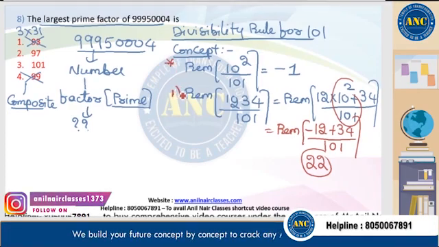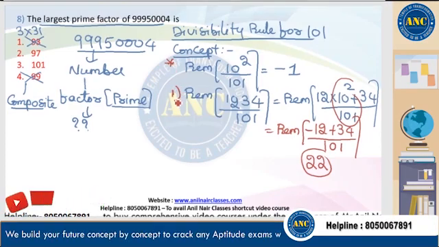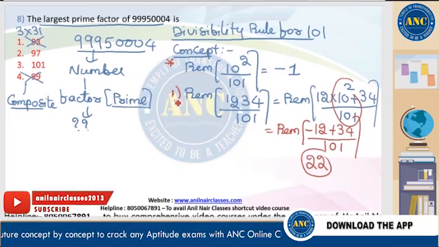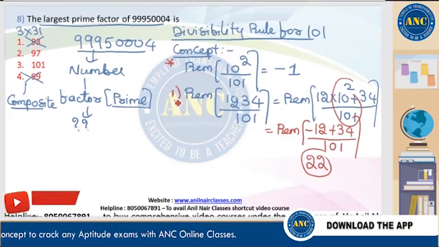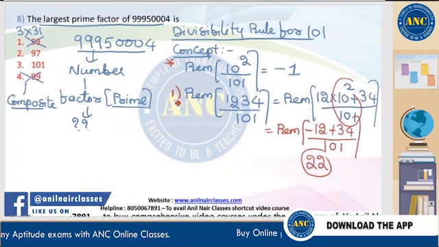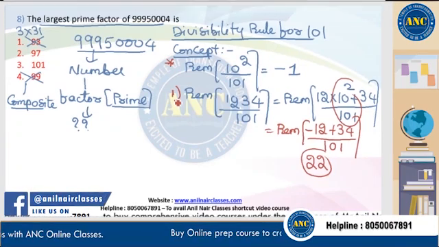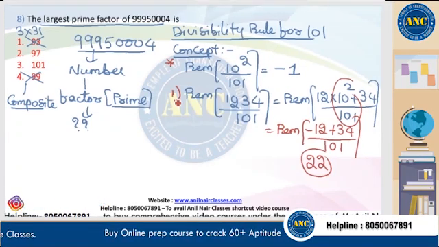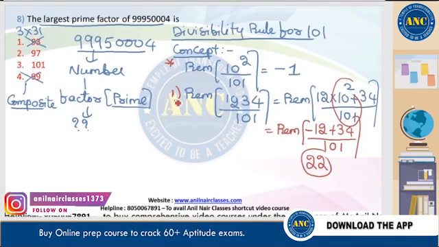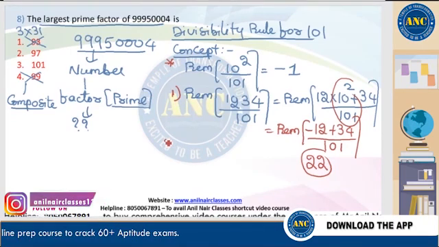This is the concept. This is the first example. 10 square divided by 101, 100 divided by 101 is minus 1. Minus 12 plus 34, 34 minus 12 is 22. 22 divided by 101 is 22. Second example.